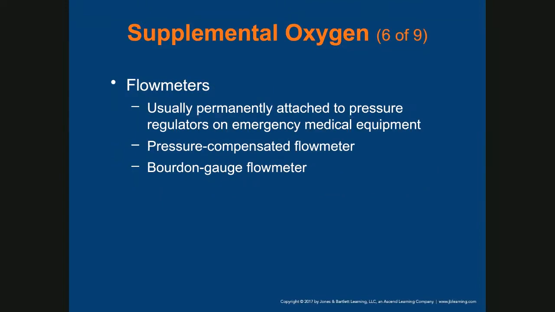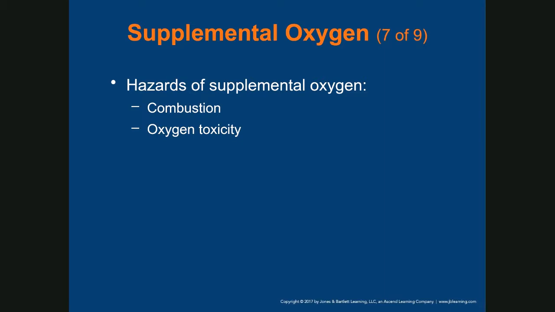So you have flow meters, usually permanently attached to the pressure regulators or emergency medical equipment. So you have the pressure compensated flow meter. You will see that one more in the hospital. So that's the one that when they turn it on, you see a ball floating upwards, right? That's the one in the hospital. Then you have the Bourdon gauge flow meter, which is the one that we use in the field in EMS. Now, hazards of supplemental oxygen.